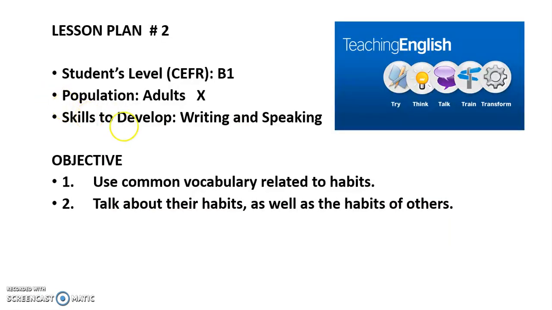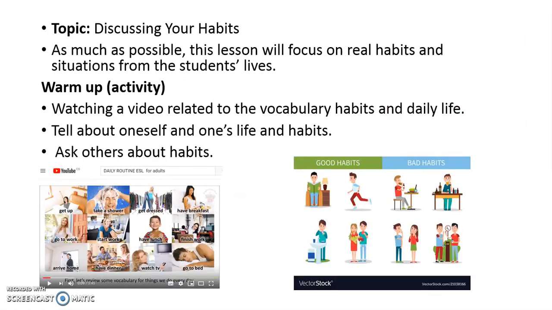Okay, and in this part we're going to talk a little bit about lesson plan 2, for students of level B1. It's a higher level. The population is adults, and the skills we're going to develop are writing and speaking. The objective is to use common vocabulary related to habits, and talk about their habits as well as the habits of others. The topic is discussing your habits. As much as possible, this lesson will focus on real habits and situations from the students' lives.